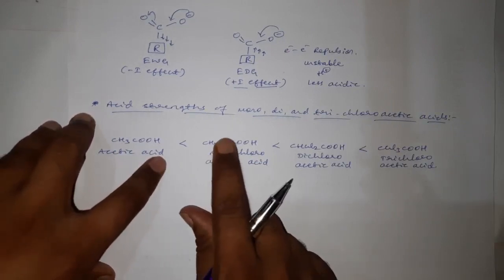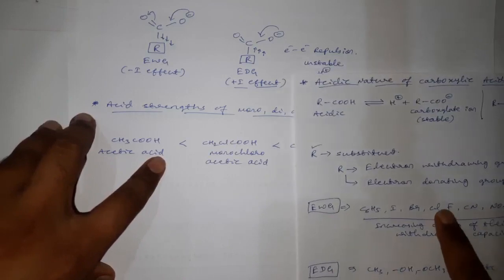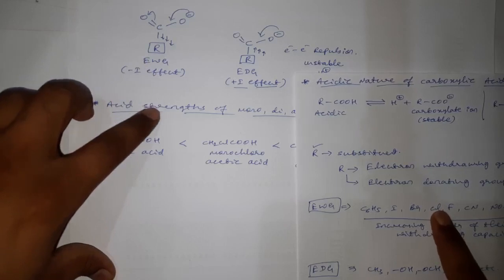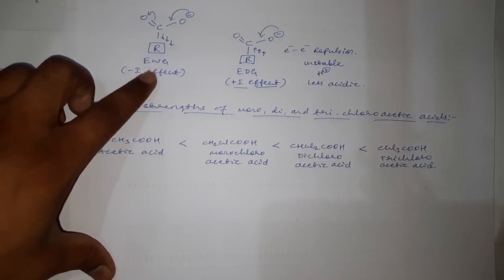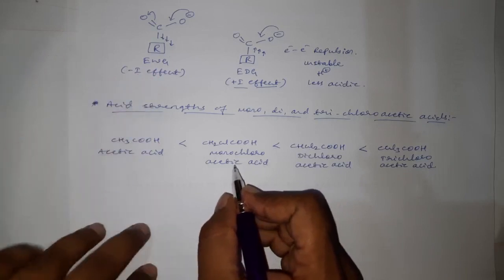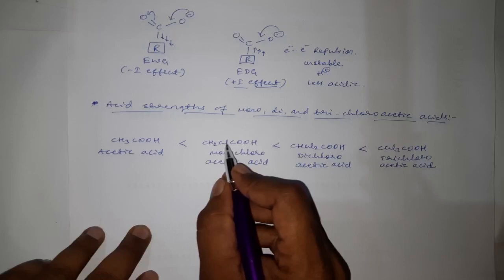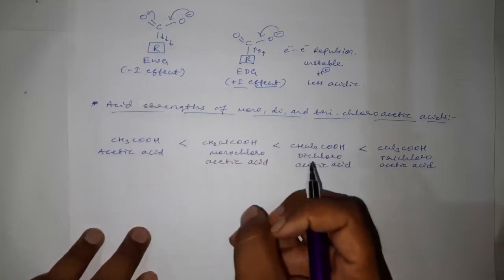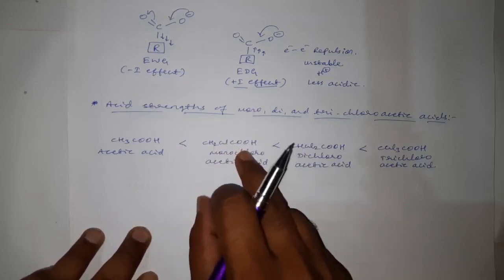Then now here chlorine is there. We know that chlorine is an electron withdrawing group. If it is an electron withdrawing group, then it will increase the acidic nature. That only we can say here. Chlorine is an electron attracting atom with a negative inductive effect, and it withdraws electrons from the carbon to which it is attached, and this effect will transmit through the chain.